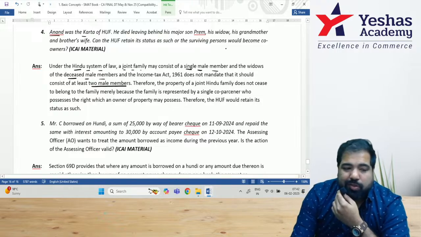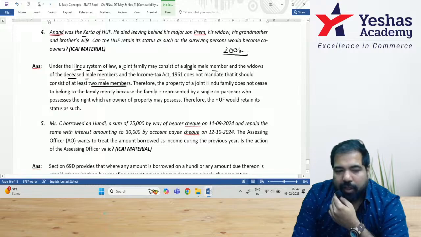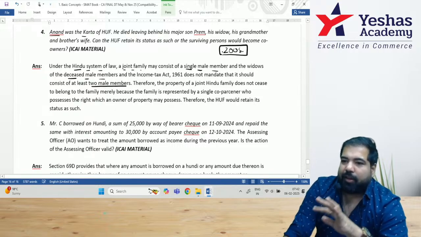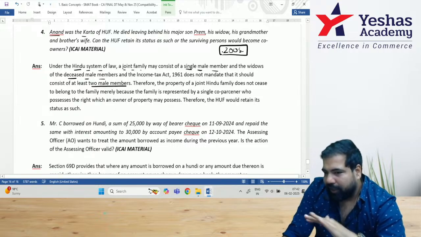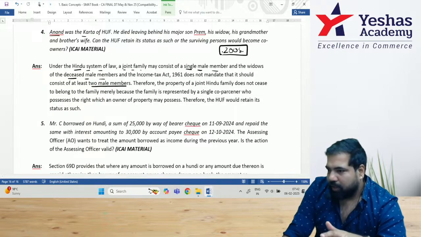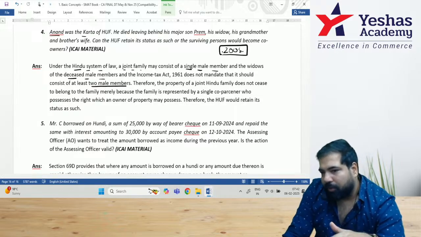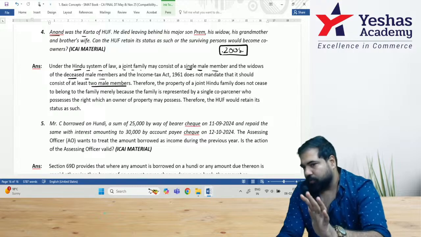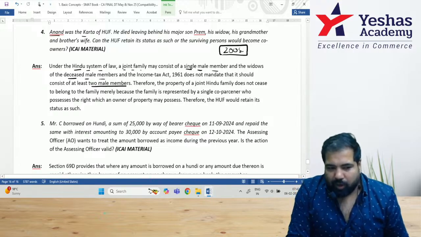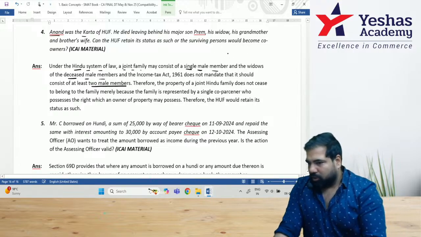Guys, before 2005, before which year? I don't know, it's funny to even think about it. Women members did not have any right in the HUF. They could not even become Karta or co-parceners. So that changed in 2005. Now they've become equal parts and they are co-parceners.